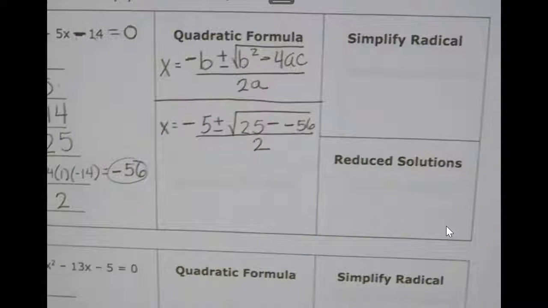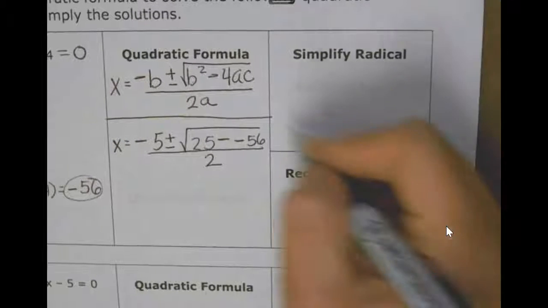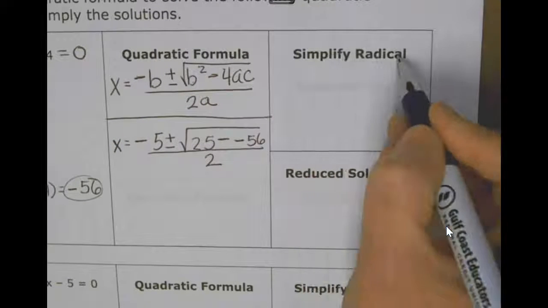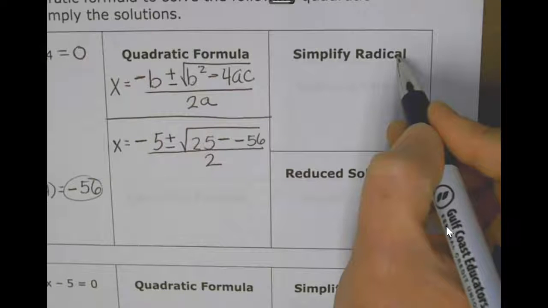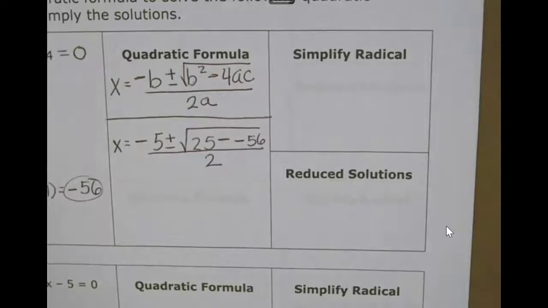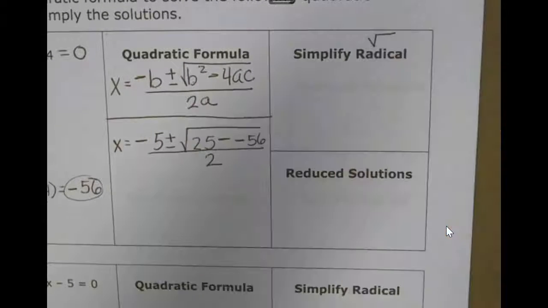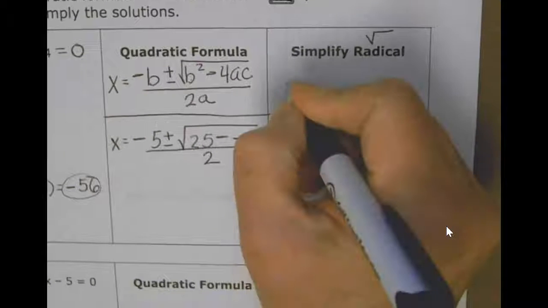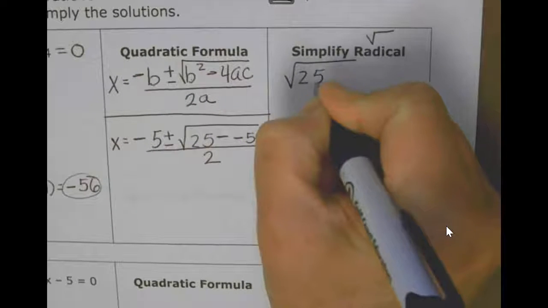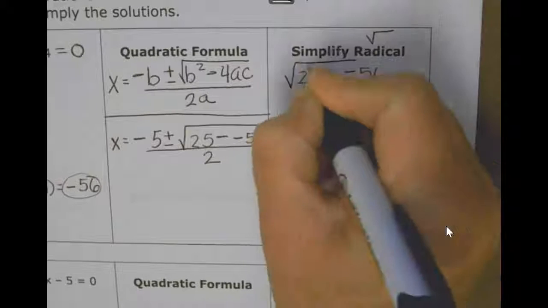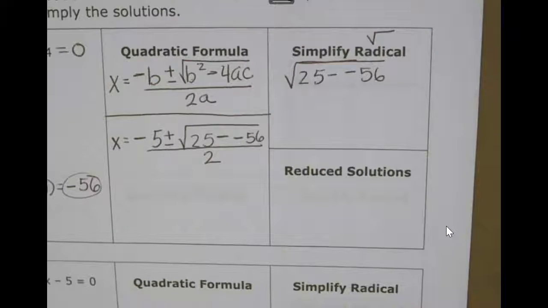So then, the way this format is set up, I put a space over here for you to simplify the radical. What is a radical? So, you're a little bit behind here. So, what's a radical? A square root. And so, you are going to put the square root over here, and I gave you some space over here to simplify that radical.